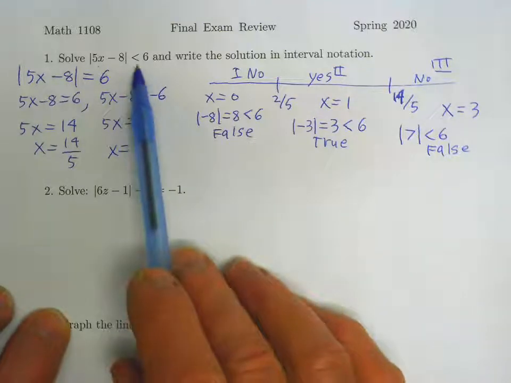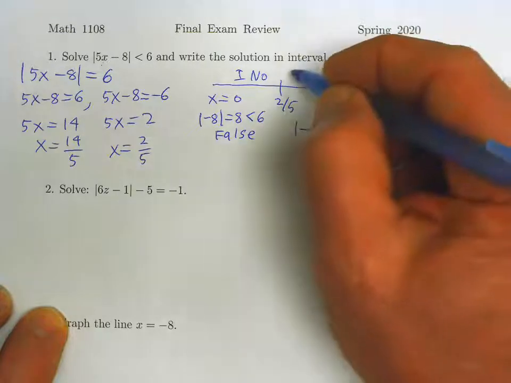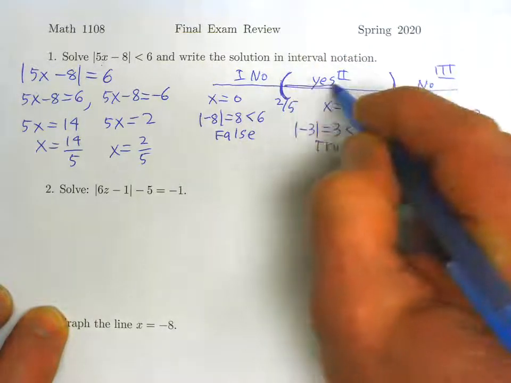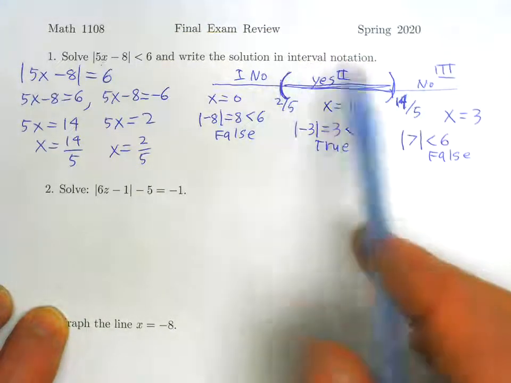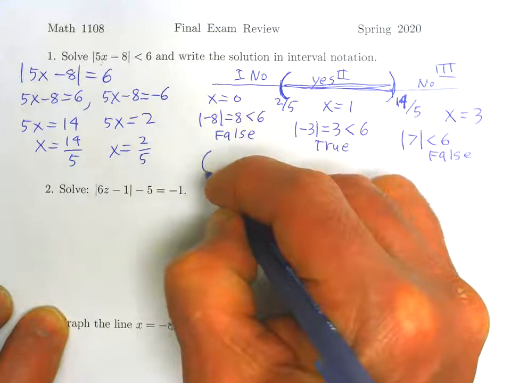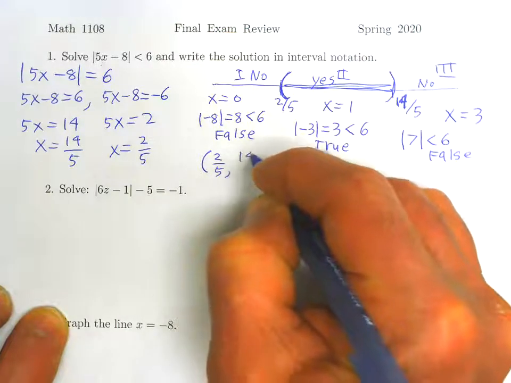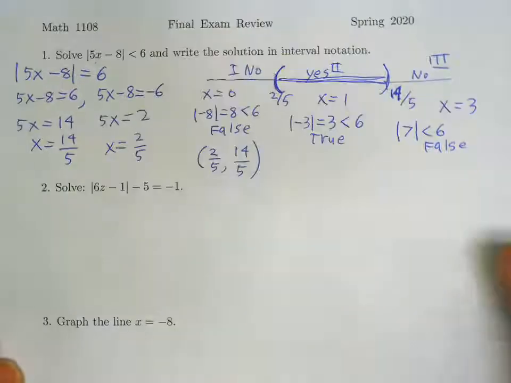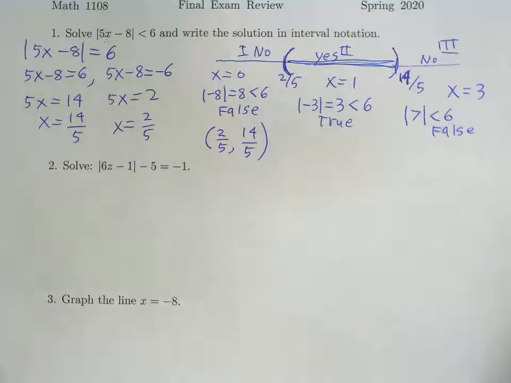And then since the inequality is strictly less than, the endpoints are excluded. So graphically, you would put a parenthesis at the endpoints. And then this is just calling for the interval notation for the solution. So the interval notation for the solution is parenthesis 2 fifths, comma 14 fifths, parenthesis.